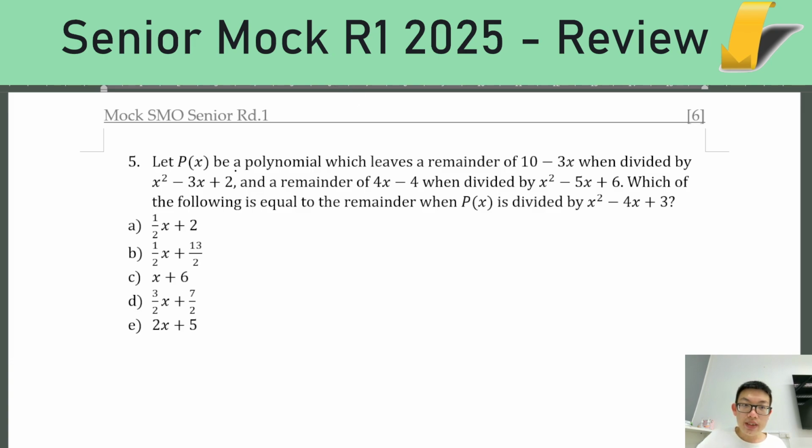Now, P(x) is a polynomial which leaves a remainder of 10 minus 3x when divided by x squared minus 3x plus 2, 4x minus 4 when divided by x squared minus 4x plus 6. Find the remainder when divided by x squared minus 4x plus 3. All of these are very clearly factorizable. I have made no attempt to conceal that at all. Right, so there's x minus 1, x minus 2, x minus 2, x minus 3, and then this one is x minus 1, x minus 3.